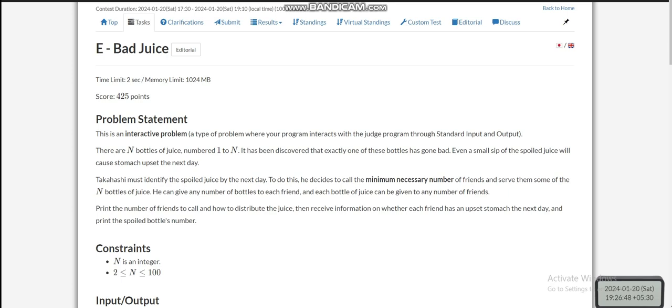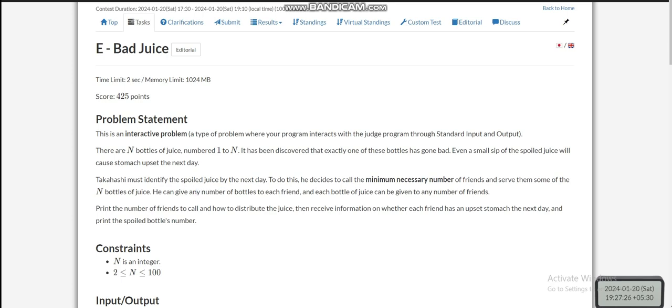So what is the problem? We have N bottles of juice from 1 to N, and among these N bottles, a specific bottle of juice is bad. You have to determine which bottle is bad, and for that you have to do some kind of operation. For this operation, you have to invite M friends, which is the minimum necessary number, and serve each friend a set of juice. You can give any bottle to any friend, and each bottle of juice can be given to any number of friends.